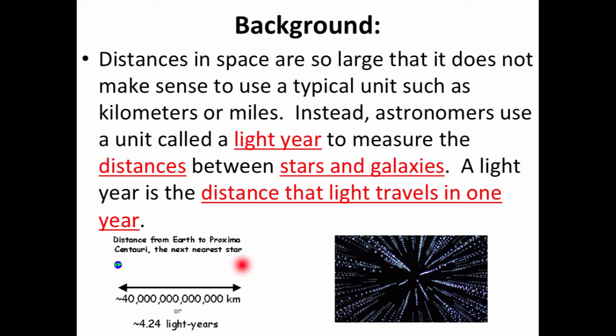So the distance from Earth to Proxima Centauri, which is our nearest star, is around 40 trillion kilometers, which is about 4.24 light years. Now, if you were a scientist, would you rather deal with this number or 4.24? Pretty sure we know.